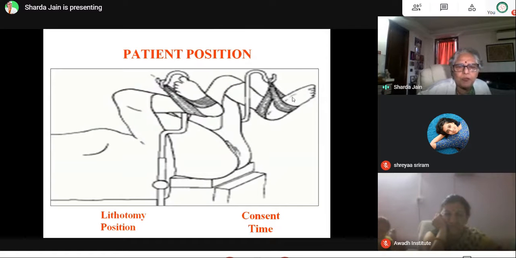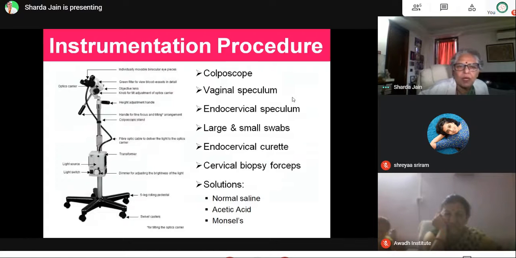In a colposcopy procedure, consent is very, very important. You take a consent, we'll show you how we take a consent, and then this particular lithotomy position you have to secure, and then you have to start working. You'll be shown all the instruments tomorrow morning.